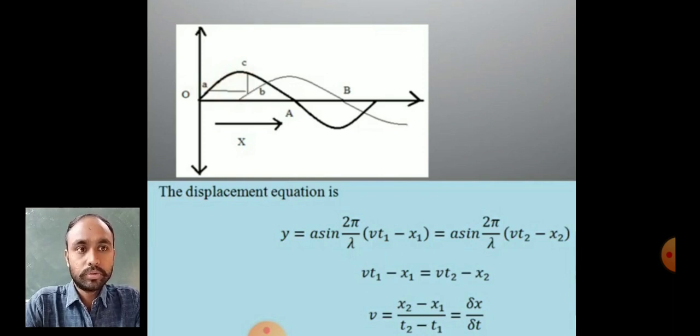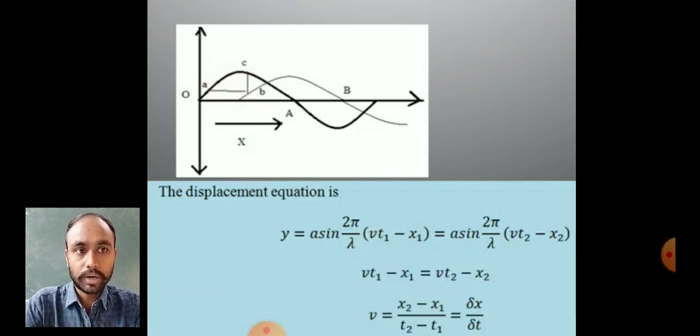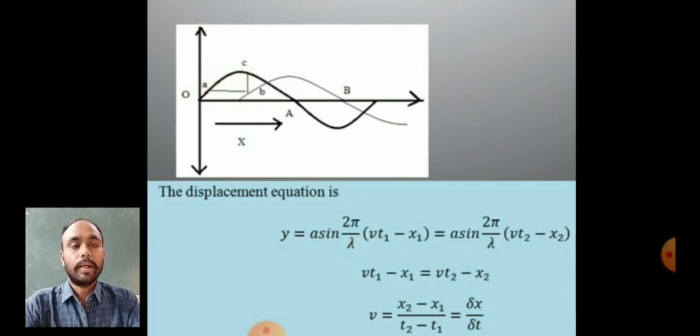Yes, you might get confused at this point, but don't worry, y is equal to a sin 2π/λ (vt1 − x1). This equation is for the first wave, that is for time instant t1, and again the displacement will be the same. Yes, at time t2, this will be the equation, y is equal to a sin 2π/λ (vt2 − x1).